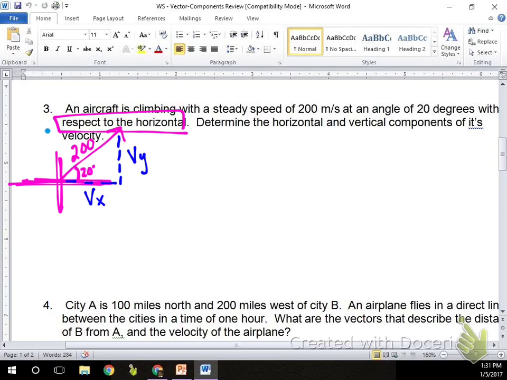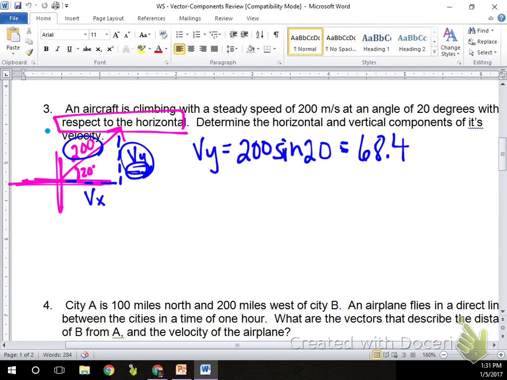So to solve for Vy, we're going to take the hypotenuse times sine or cosine. Sine, because Vy is opposite, and the hypotenuse is the hypotenuse. So we'll take 200 times sine of 20, and that should give us what? 68.4. And what's our units probably? Meters per second.